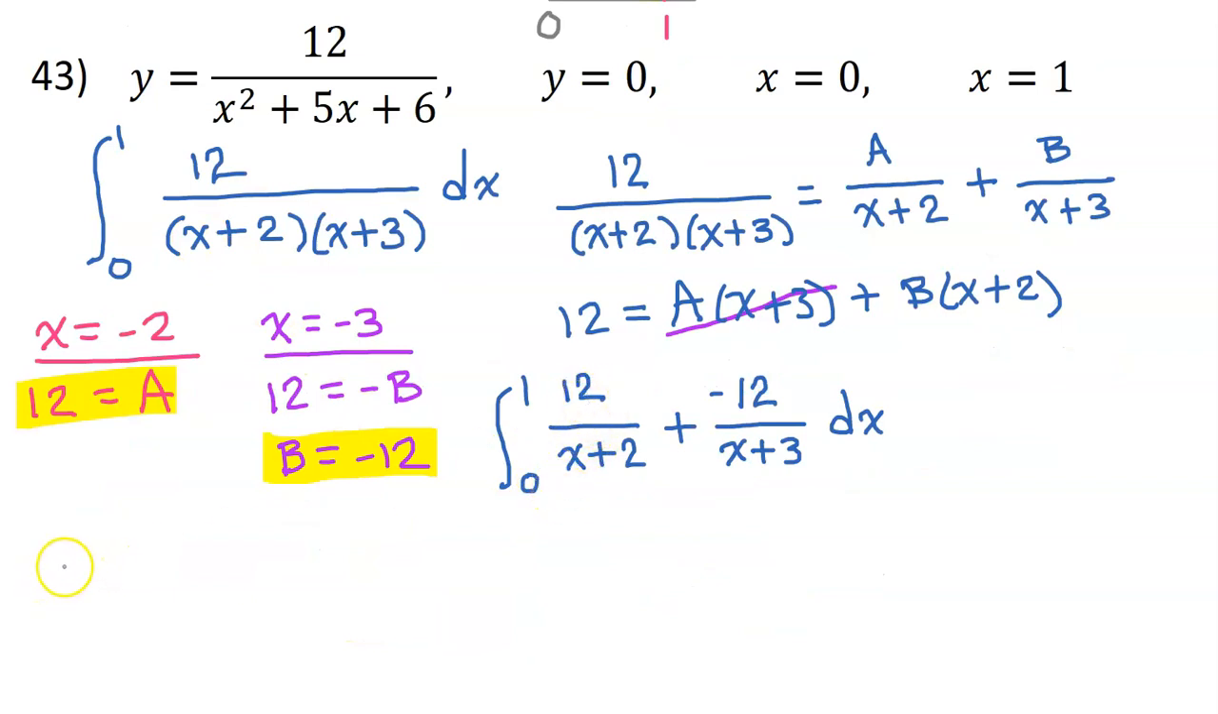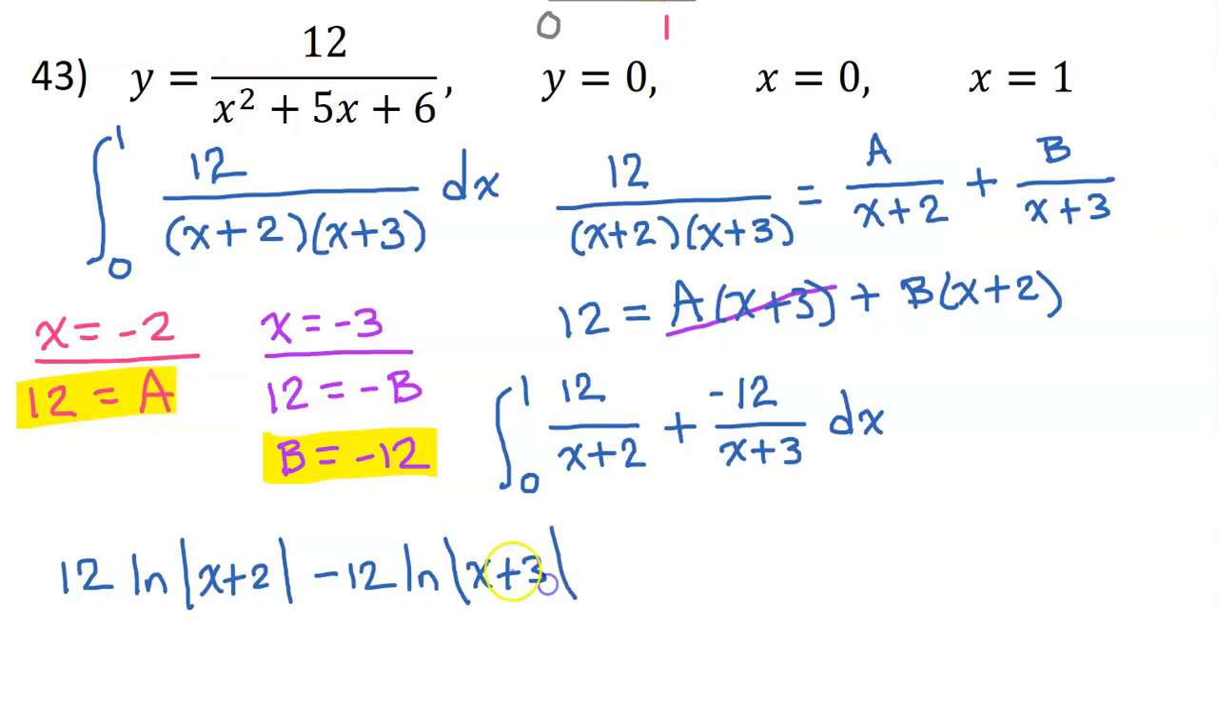Take the 12, put that out in the front, which leaves the integral of 1 over x plus 2. That's the natural log of the absolute value of x plus 2. Bring the -12 out into the front. That leaves the integral of 1 over x plus 3. That's the natural log of the absolute value of x plus 3. Then we apply the limits of integration from 0 to 1.